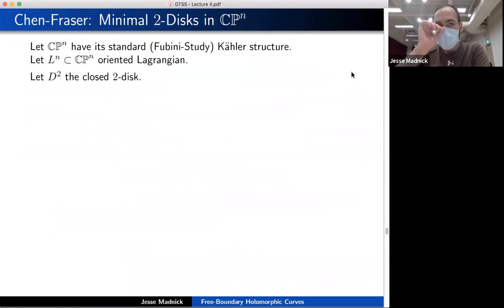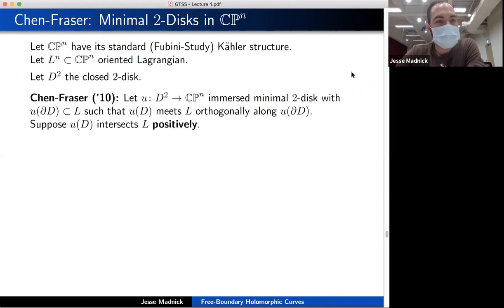Okay, so what can you do with this technology? Using what I just said, you can get some topological Morse index bounds in various settings. This was done by Jim Simons and recently, for example, by Chen-Fraser. Chen-Fraser looked at CP^n with its standard Fubini-Study Kähler structure, so it has constant holomorphic sectional curvature. L is an oriented Lagrangian, and they're considering minimal 2-disks.